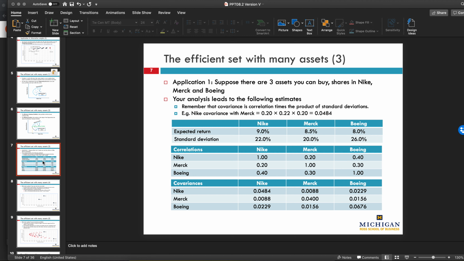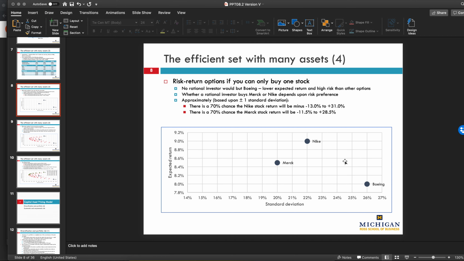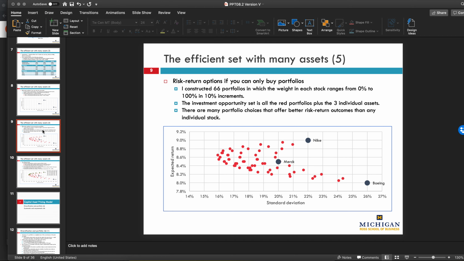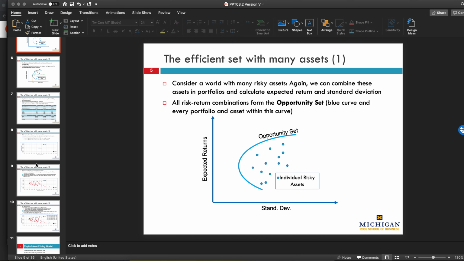Okay, so there are a lot of different ways to think about this. This is one of the examples. You have a bunch of different stocks and covariances and correlations. And here's what your options look like with just these three stocks. If you construct a bunch of portfolios, which Professor Hall did, you get 66 portfolios. They weight from 0 to 100% in 10% increments. Then you have essentially what looks like the opportunity set that is on this page and on the prior pages.